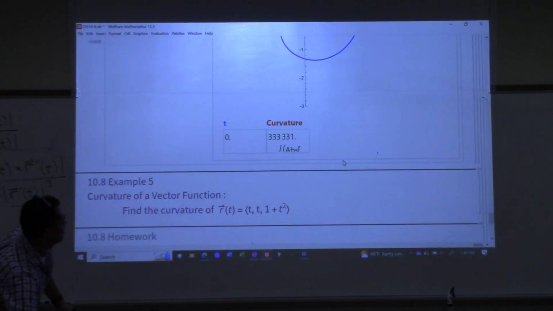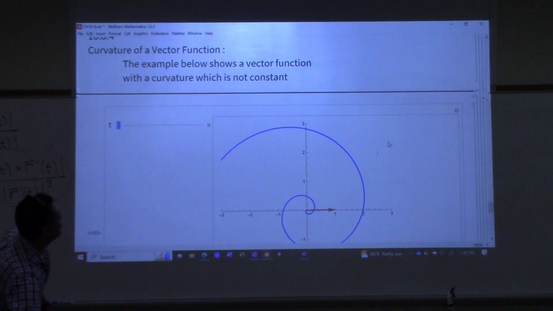And so I need to give you what the vector function is, and I actually don't know if I am going to give you that vector function.